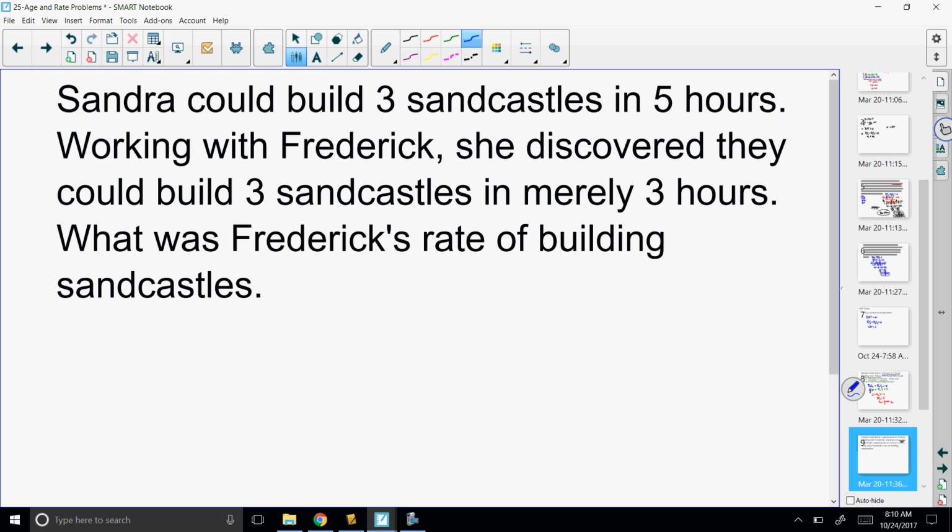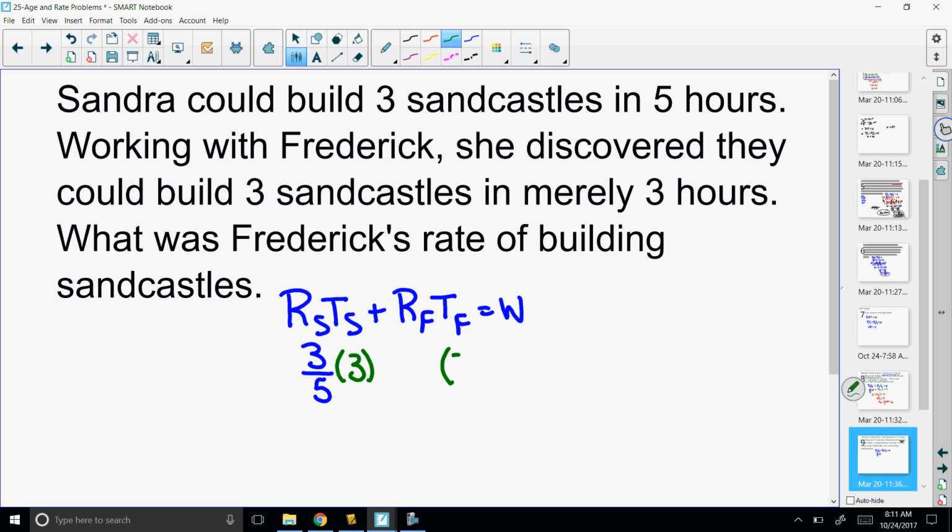So if we go through, we have Sandra and Frederick. So Sandra could build 3 sandcastles in 5 hours. So that's her rate, 3 sandcastles in 5 hours, 3/5 per hour. Working with Frederick, she discovered they could build 3 sandcastles in 3 hours. So together, working for 3 hours, they can build 3 sandcastles. So they want to know what is his rate.